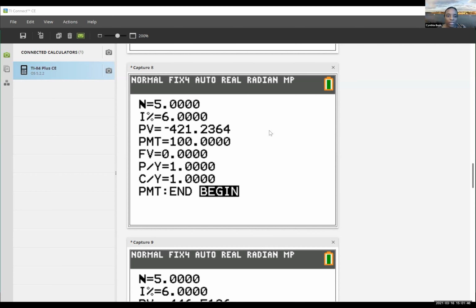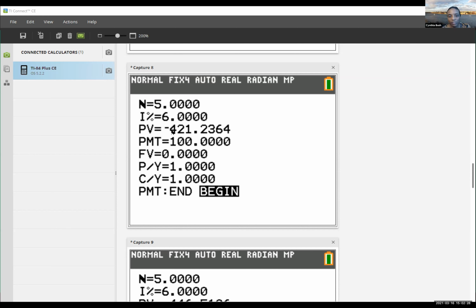So for my TI 83/84 people, here's the problem in my calculator. I put 5 as N because it was 5 years. The interest rate is 6%, so I type 6. Ignore this, this is from the old problem. I type in $100 as the payment, and I change the annuity. It's no longer an ordinary annuity. I now arrow over and make sure the word begin is highlighted. So you just arrow down all the way to the bottom, arrow over and highlight the word begin. So now I've told the calculator this is an annuity due. That's all you're doing, just telling the calculator to use the annuity due equation.